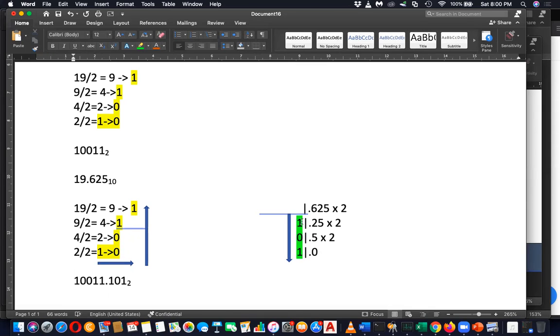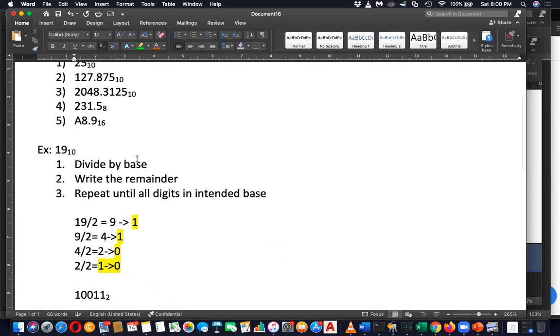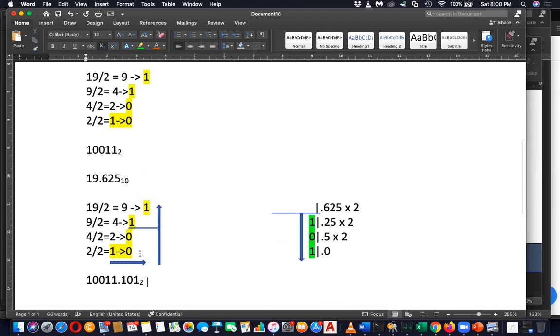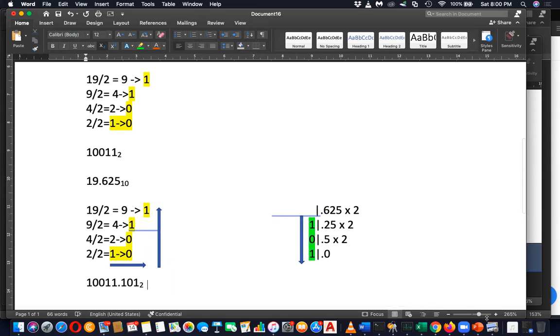0.101. You take from this side: 10011.101. That is the binary value of this one. So if there's a whole number or integer, you just divide by 2 and write the remainder. If it is a fractional number, you take the integer part and do the same, and take the fractional part and multiply it by 2. Understood?